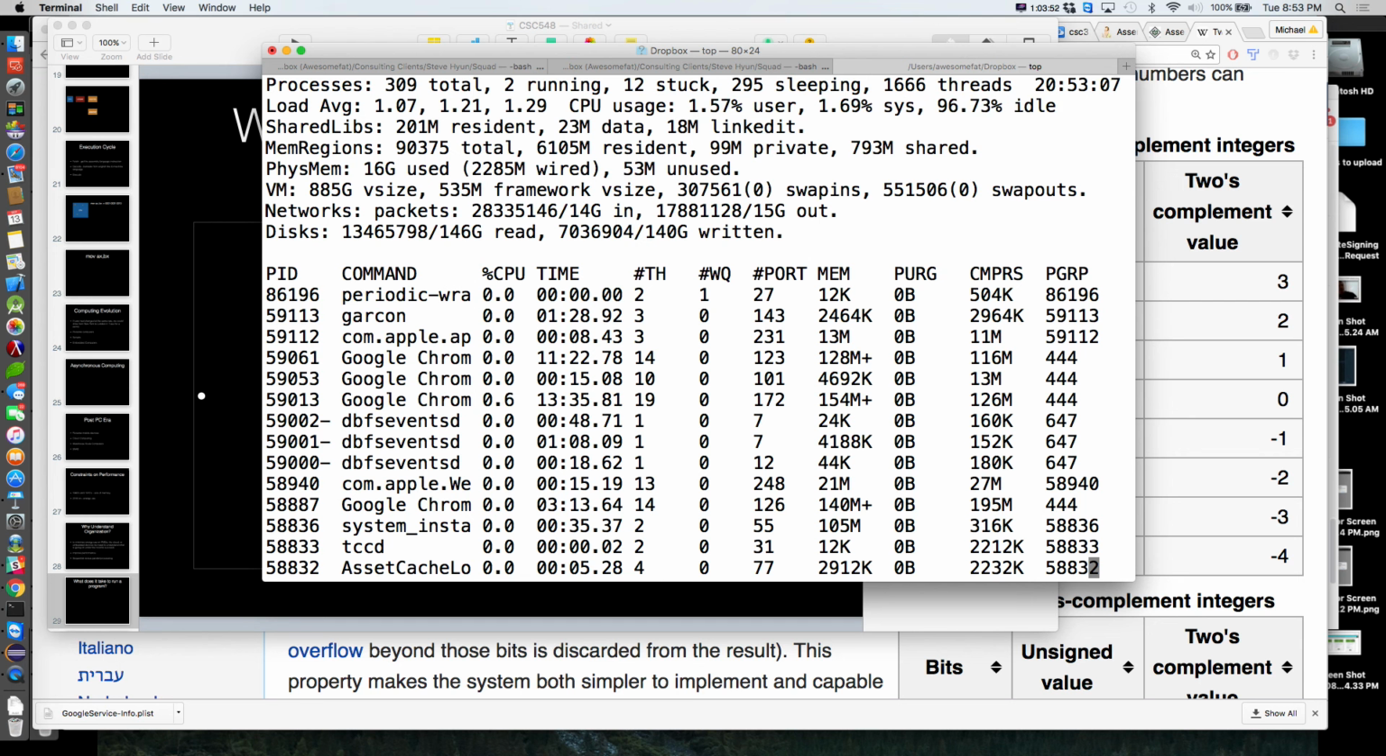So for relating it to us. Here, on my computer right now, I have 309 processes running. 2 are running right now, 9 are stuck, and a bunch are sleeping. Here's the number of threads that are currently going. Here's the load average on the various cores. CPU usage.